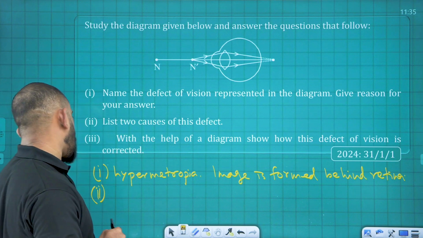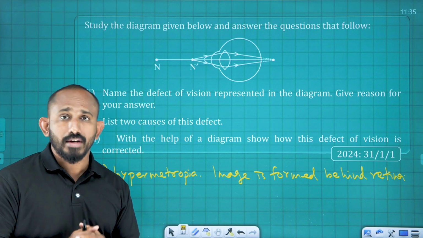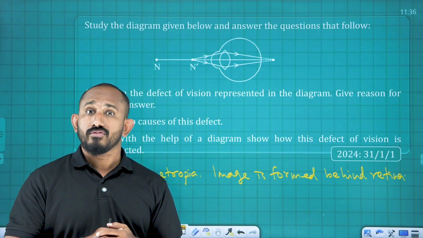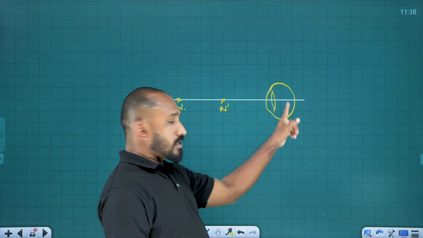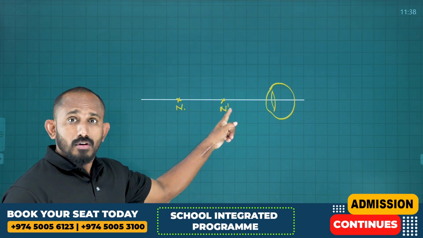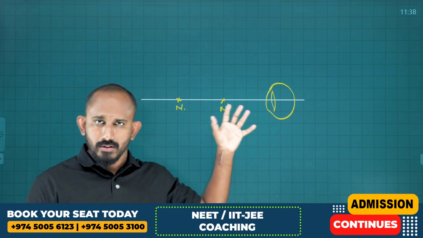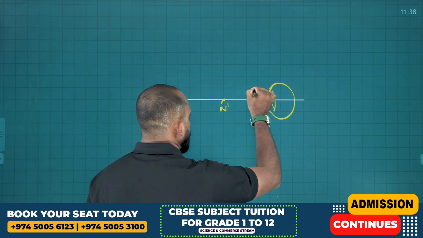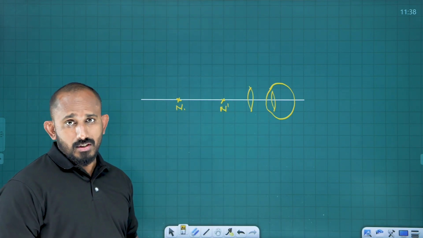Okay. Then part 3: with the help of a diagram, show how this defect of vision is corrected. So draw a diagram to show how the correction is done. For the correction, you have to use a convex lens. So how to draw it? Let's see. The eye lens is there. Shortening of the eyeball is one of the reasons for hypermetropia. The near point of the normal eye is N dash. N is the near point of this hypermetropic person, as per this question. Then you have to use a convex lens to correct it. So if you keep a convex lens here, it's a correction lens. If an object is kept at N dash, he cannot see it.